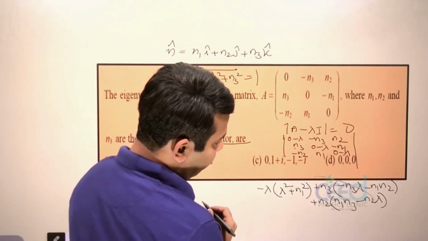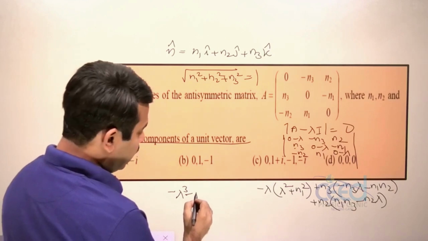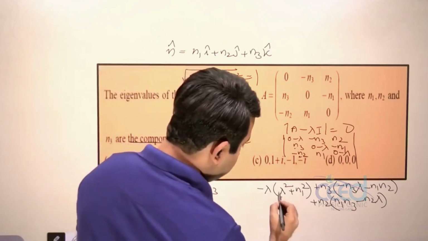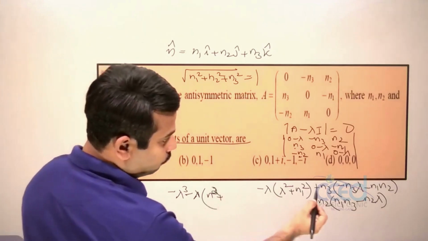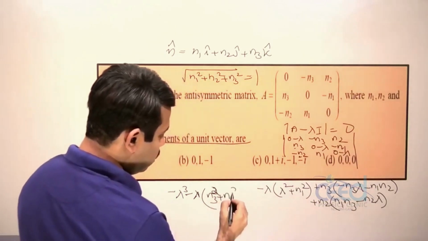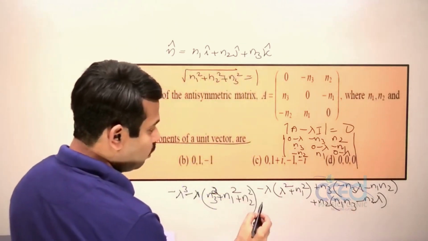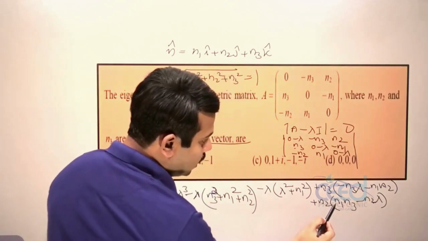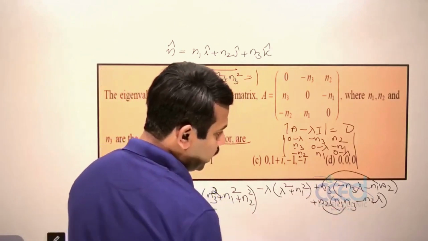Here I can write n3 square lambda. So if I take a minus lambda common, here one n3 square, here one n1 square, here one n2 square, right. This is the only thing remaining because this minus n1 n2 n3 cancels with plus n1 n2 n3, right. So this term and this term will cancel out, right.